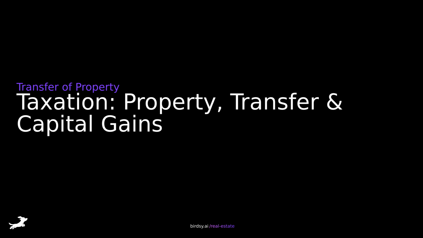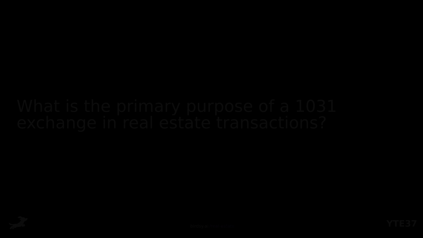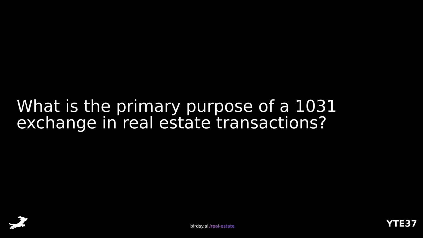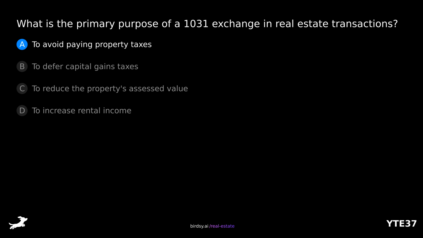Taxation, property transfer, and capital gains. What is the primary purpose of a 1031 exchange in real estate transactions? Is it A. to avoid paying property taxes, B. to defer capital gains taxes, C. to reduce the property's assessed value, or D. to increase rental income? The answer is B. to defer capital gains taxes.